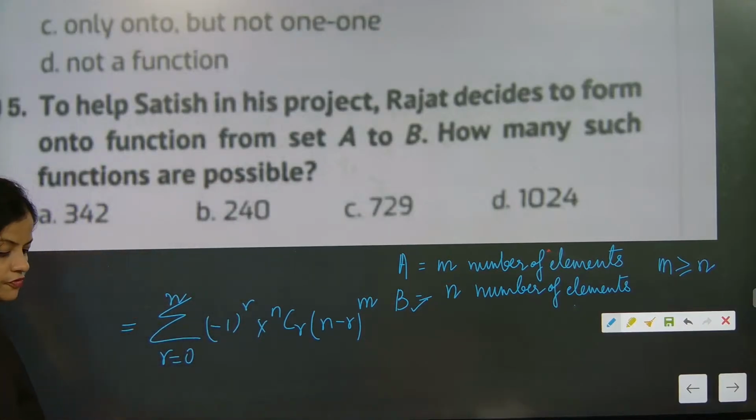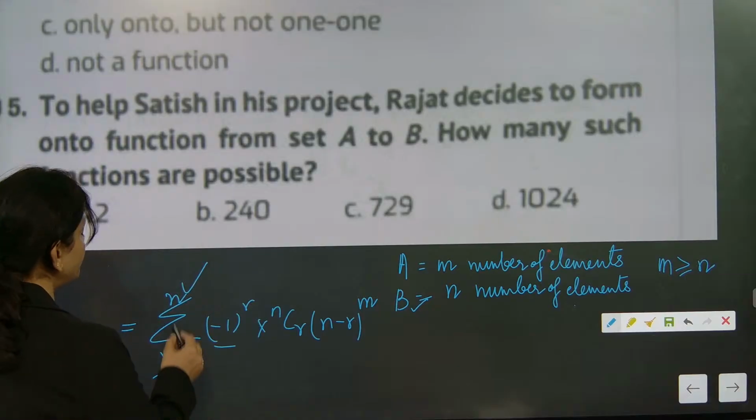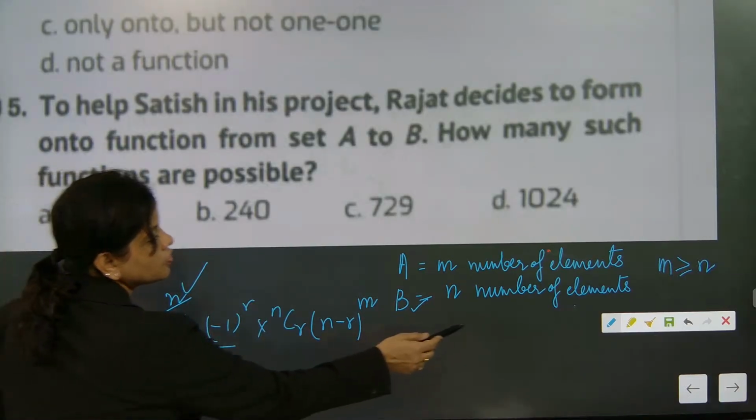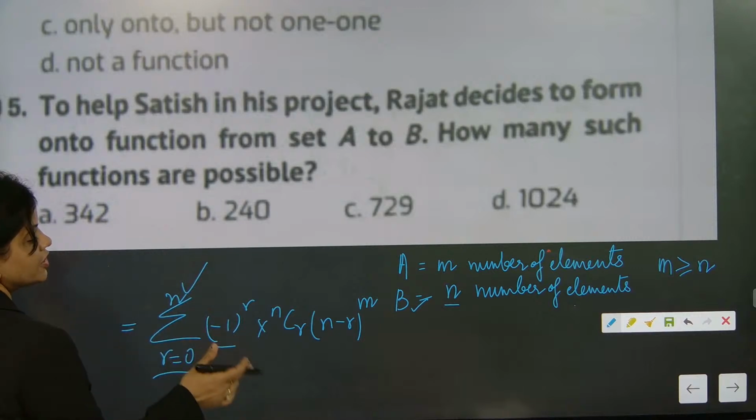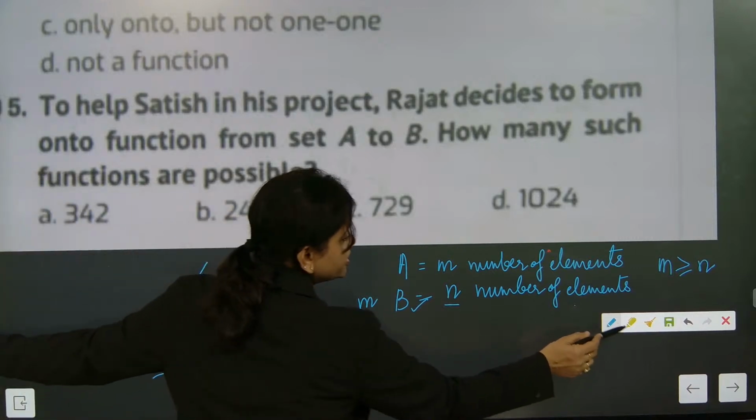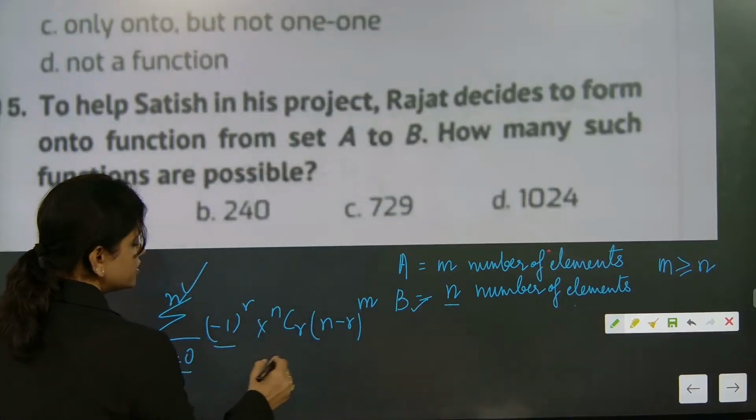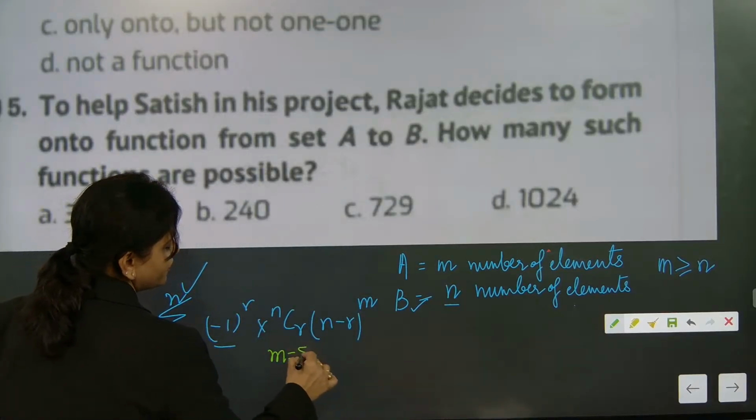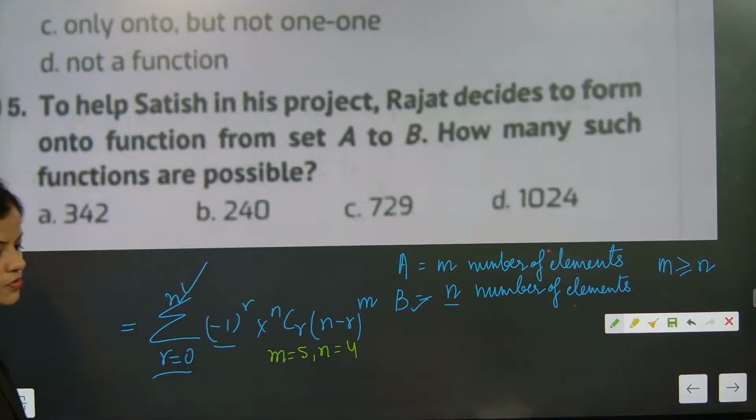Now look here. The formula is coming as summation r equal to 0 to n of minus 1 to the power r. Now how to solve this? One time we will put r equal to 0. What is the total number of elements? n. n should be greater. Now check this one out. See, first m is equal to 5 given, n is equal to 4 given.